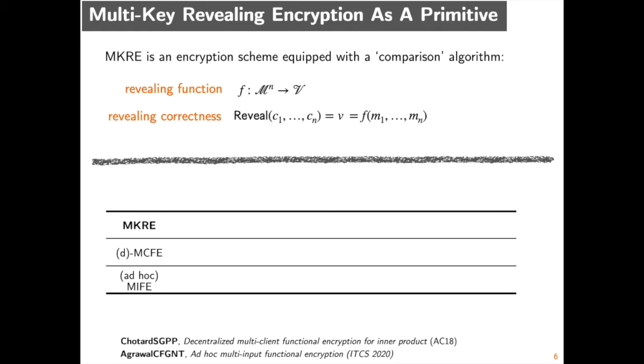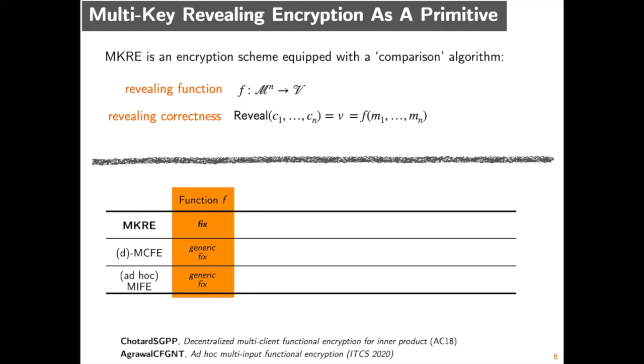The first thing that we notice is the function f, the revealing function, as we called it before. This is fixed in multi-key revealing encryption, which means that given an f, I can construct a multi-key revealing encryption scheme precisely for that f, tailored for the specific functionality. While multi-client and multi-input functional encryption can be instantiated for any function, for generic functions. However, those instantiations rely on fairly heavy cryptographic tools like indistinguishability obfuscation and multilinear maps.